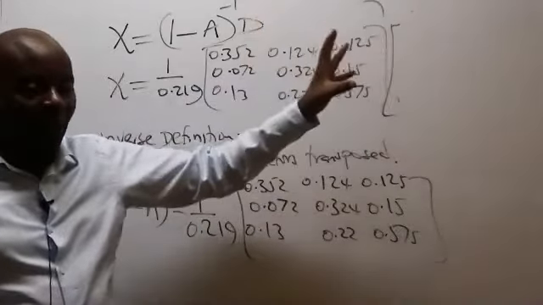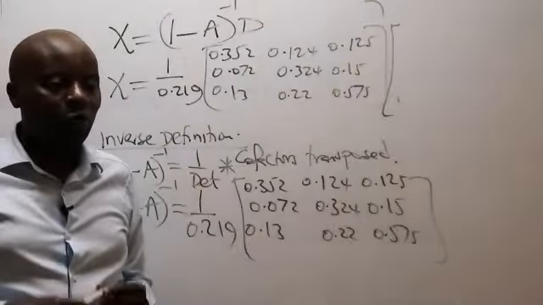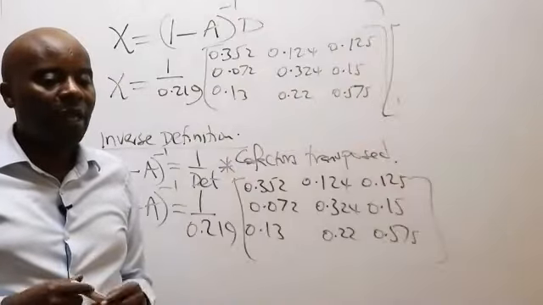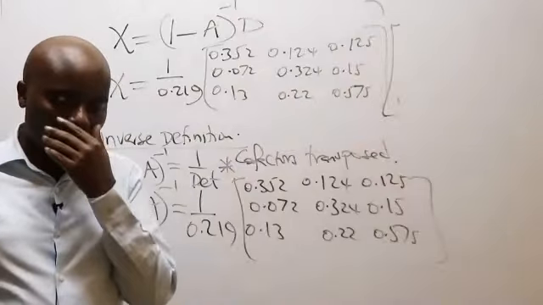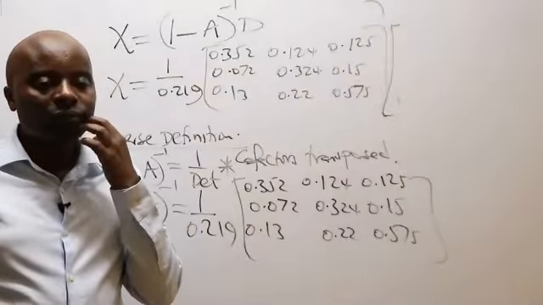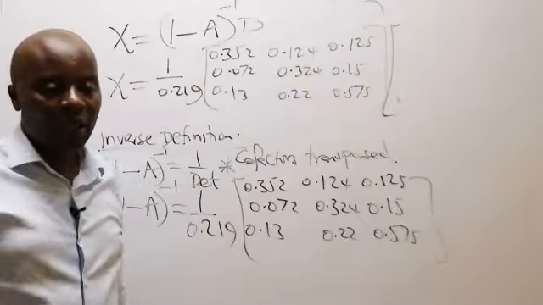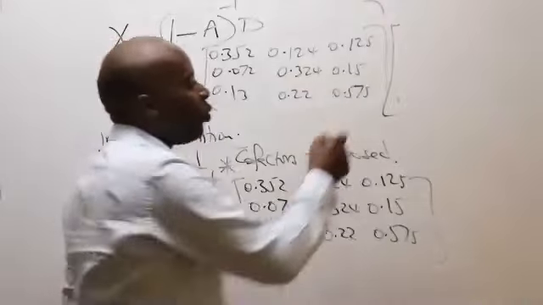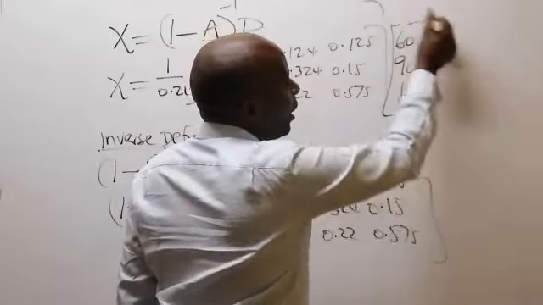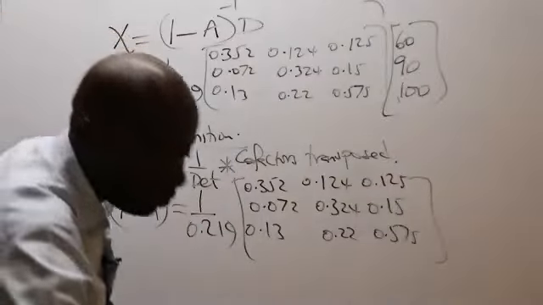The final demand, we call it the final demand. So matrix D, is there somebody who has those figures who can remind us very fast, so we put them down? Thank you very much. 60, 90, 100. But remember, they have to be captured in the form of a column.